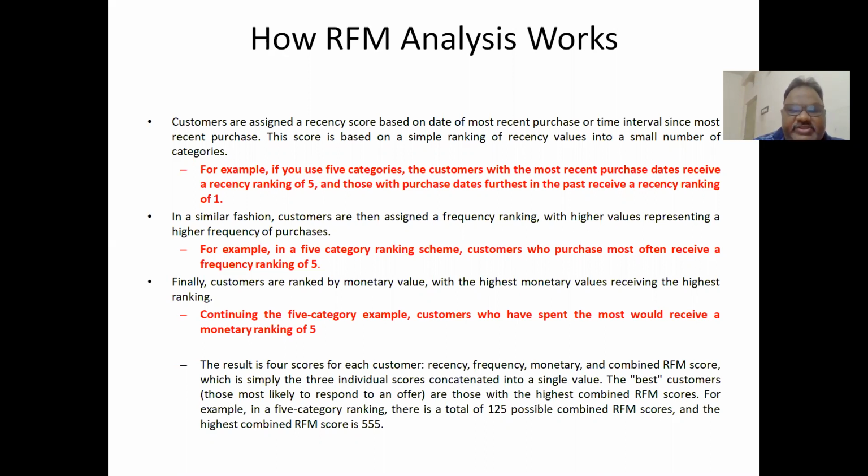Similarly, we want a frequency ranking from 5 to 1, and the same for monetary, 1 to 5. The result is three scores for each customer: recency, frequency, and monetary. The combined RFM score is simply the three individual scores concatenated into a single value. The best customers are those with a score of 5, 5, 5, the highest combination RFM score. And the lowest, suppose a score is 1, 1, 1, what does it mean? 1, 1, 1 means a low spender, not a frequent visitor, a customer who visited our organization in the past. So it is not a recent customer.